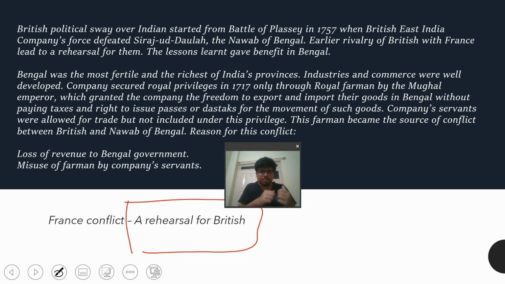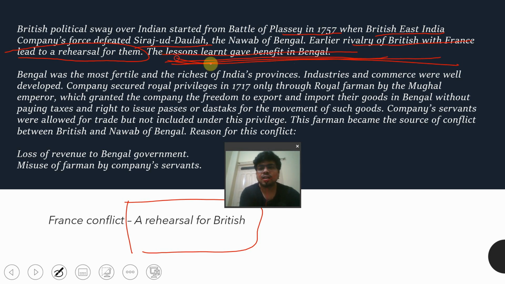The divide and rule policy is a very famous thing, as I've seen in the Ghaseti Begum and Sirajuddaulah case. In that case, they fought with the divide and rule policy. The British political sway over India started from the Battle of Plassey in 1757, when the British East India Company's force defeated Sirajuddaulah, the Nawab of Bengal. The earlier rivalry of the British with the French was a rehearsal for them, and that's why they won the Battle of Plassey without much effort. The lesson learned gave them benefits in Bengal.